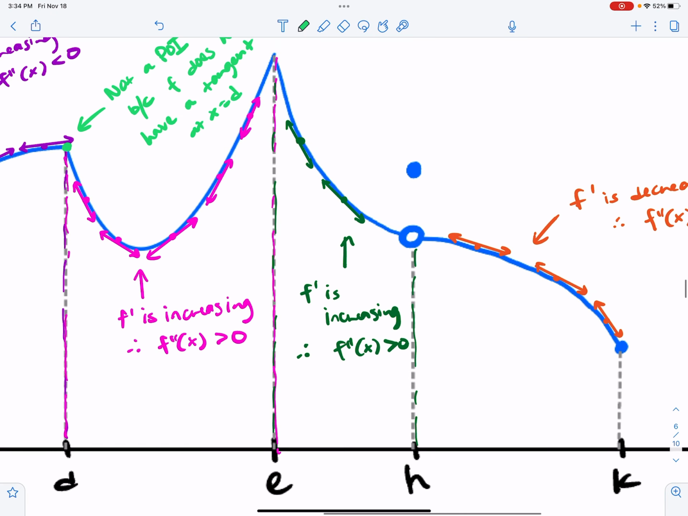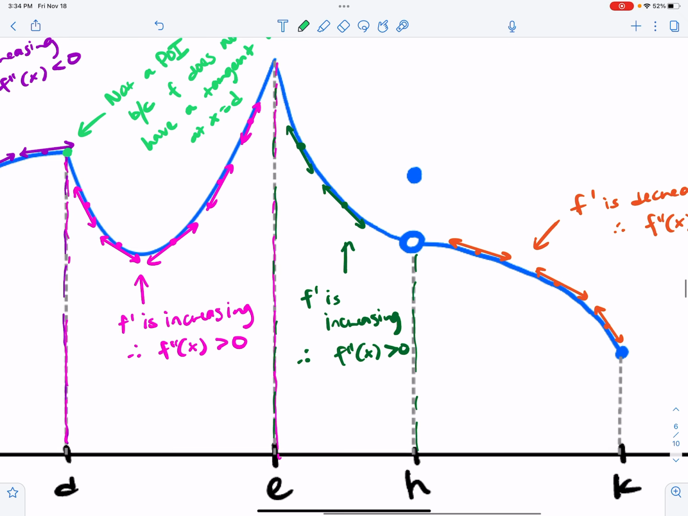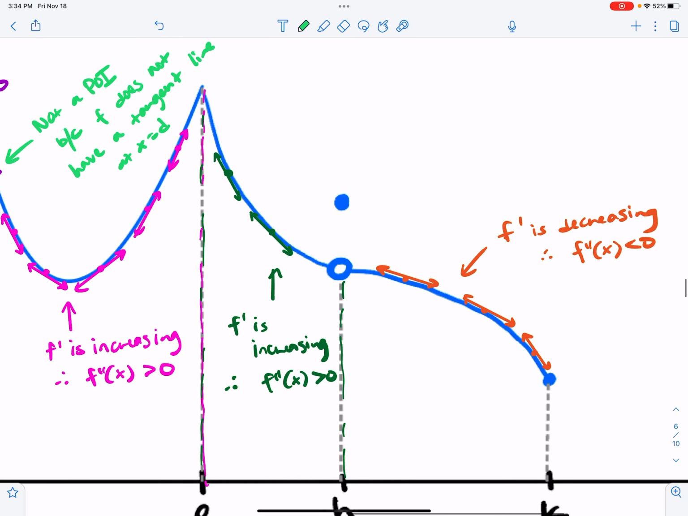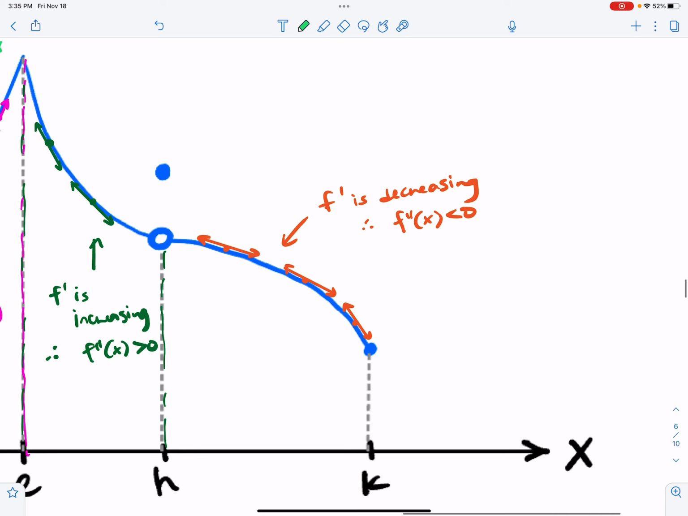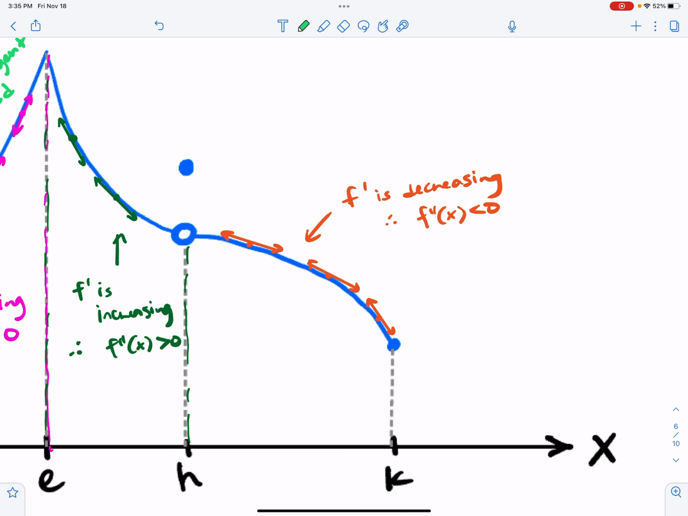Okay, no change in concavity at E, right? F double prime is positive to the left and to the right of E. And then H, well, at H, the function is not differentiable. Well, it's defined, but it's not continuous. Sorry, it's not continuous at H. So at x equals H, the function cannot have a point of inflection.